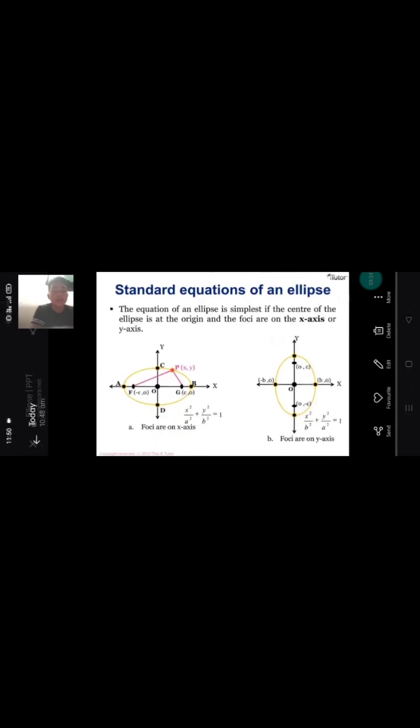Now, the standard equation of an ellipse. The equation of an ellipse is simplest if the center of the ellipse is at the origin and the foci are on the x-axis or y-axis.